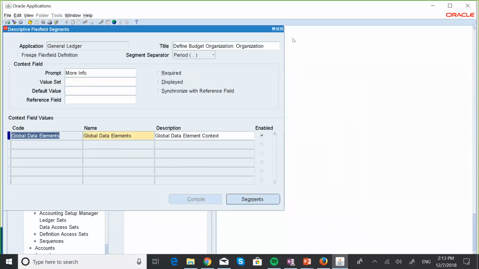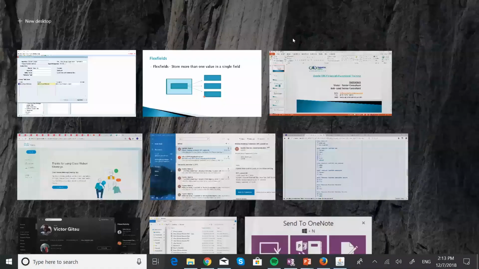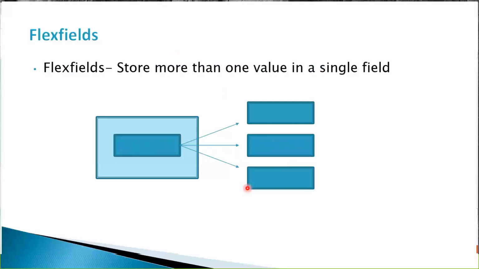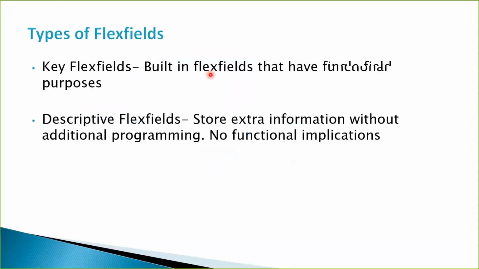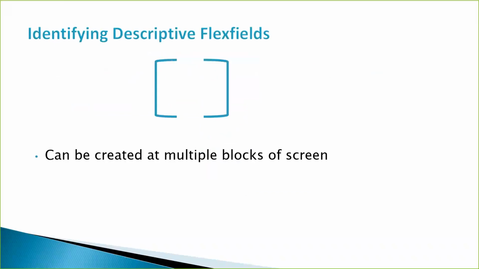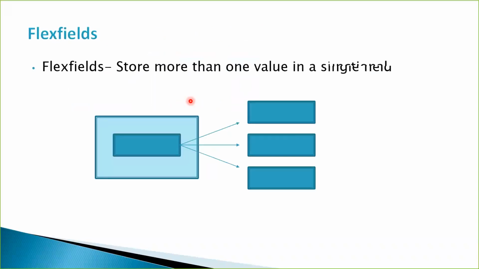So what happens when we go to that particular page, the define budget organization, we are going to see that symbol for the DFF. When we click on it, it's going to explode into those two segments that we have defined. One is manager name, and the other one is manager telephone. Okay. So that's what we expect.